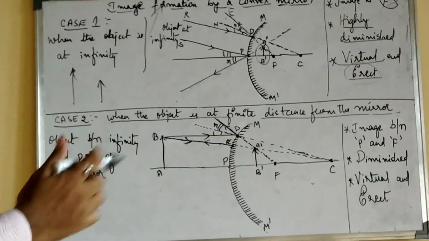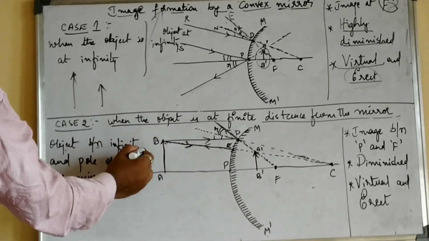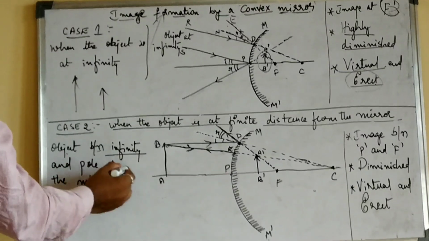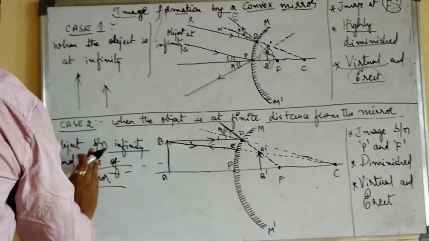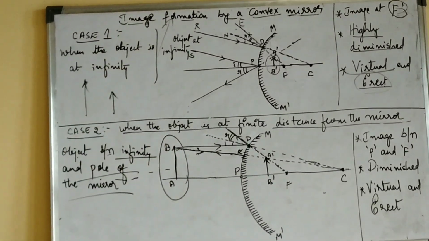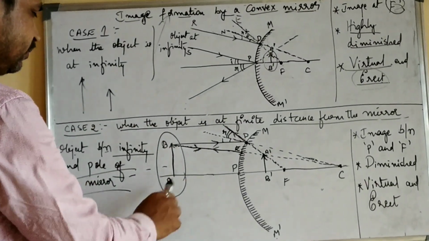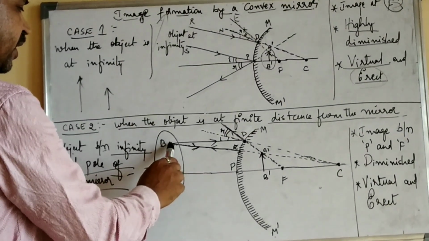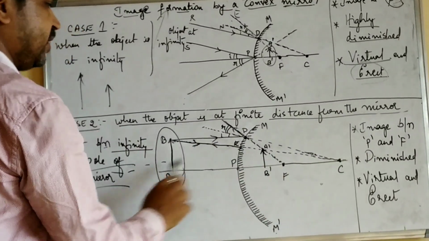What is that finite distance? It is also called the object is between infinity and the pole of the mirror. Now see here, this is infinity and this is pole. So between infinity and pole you have the object that is AB. Now carefully you can observe here, from the position B, a ray is drawn parallel to the principal axis. You can see the principal axis.